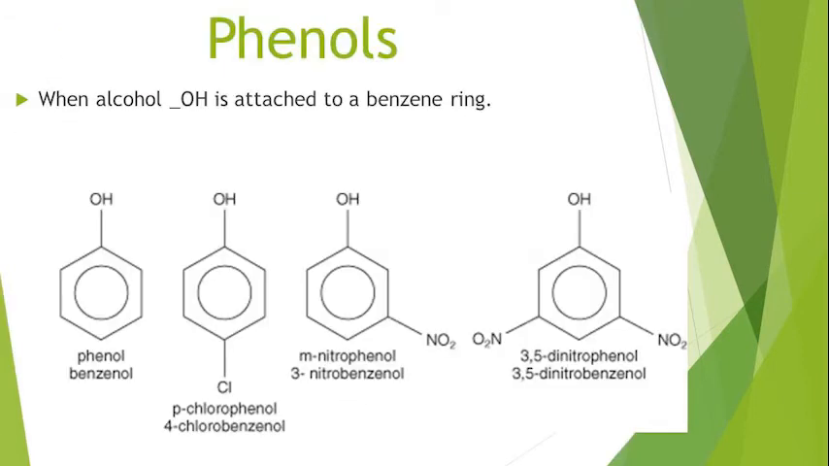When alcohol or hydroxyl group is attached to a benzene ring, it is called phenol. Phenols are classified as monohydric, dihydric and trihydric based on the number of OH groups present in the aromatic ring.